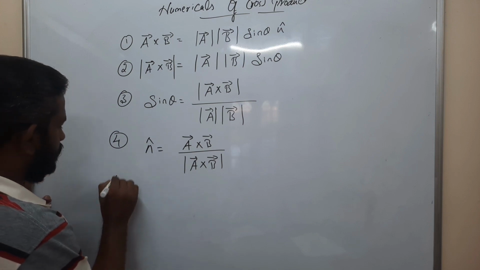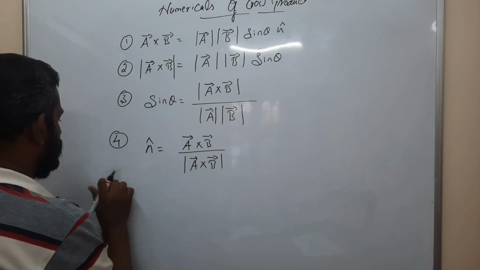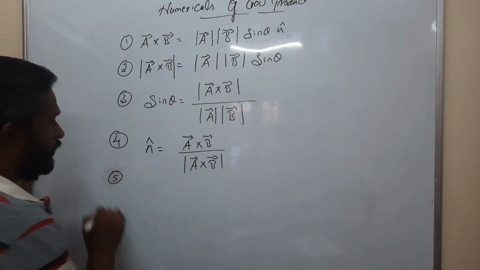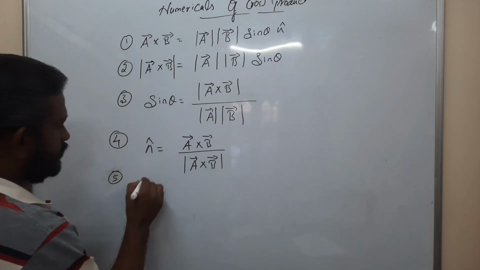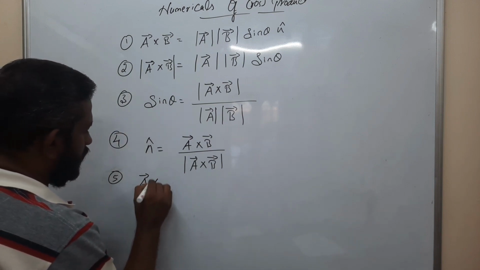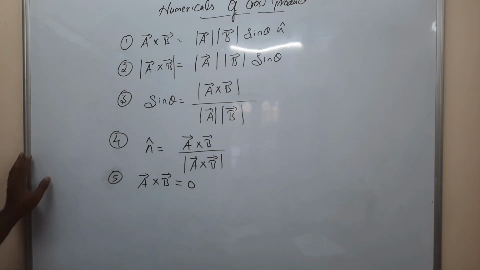Fifth formula: if two vectors are parallel or anti-parallel, then the cross product is equal to 0. A vector cross B vector is equal to 0.